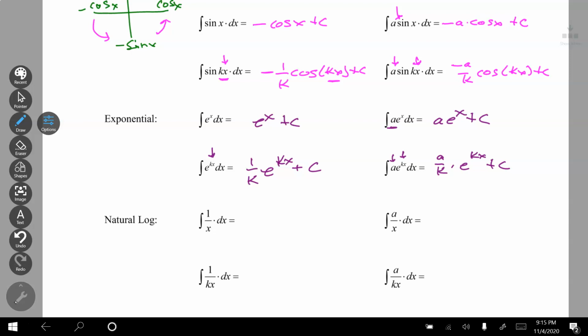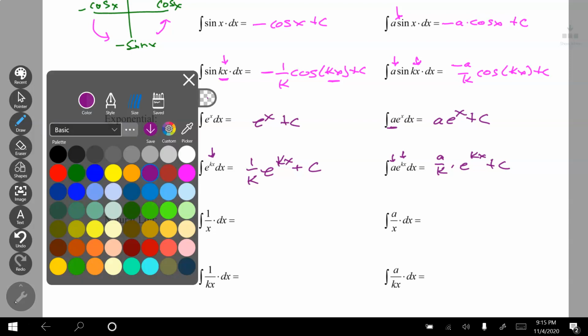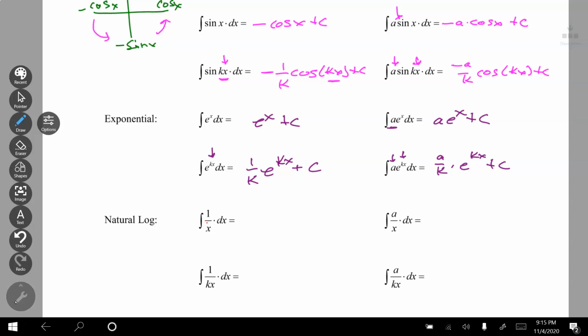If we do this, I'm going to change it to red. The antiderivative of 1 over x is ln of x plus c. Free ride with that a. And if we really think about this, this is 1 over k times 1 over x. So this is really 1 over k times ln of x. And I have both an a and the k. It is a over k ln of x. Don't forget your plus c.